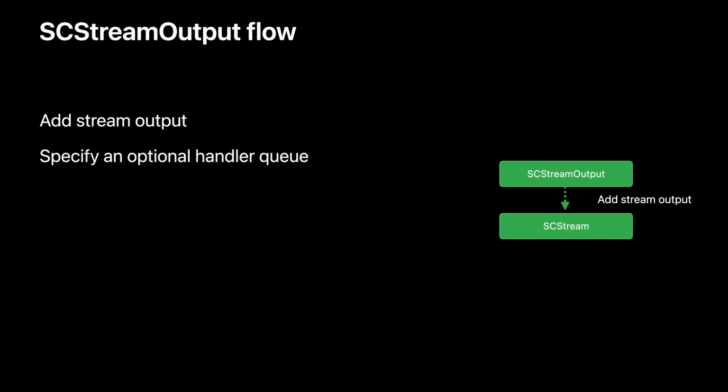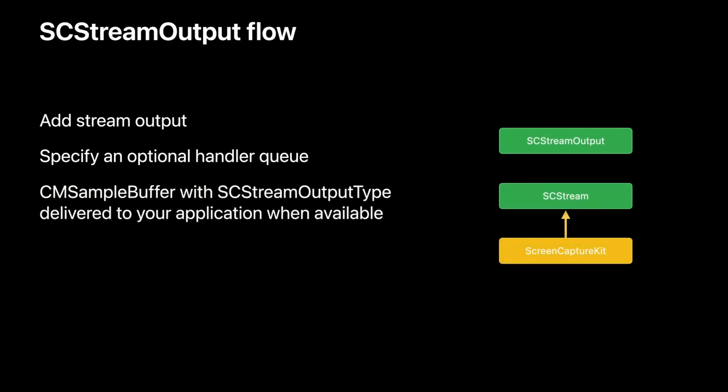In order to get those media samples from your stream, you will need to add an object that implements the SCStreamOutput protocol to your stream. When you add your stream output, you may also specify a handler queue. This may be useful if you want your sample to be delivered in a particular queue without needing an extra dispatch. If you don't specify a queue, a default queue will be used. With a stream started and an output added, ScreenCaptureKit will provide a callback when a new sample is available. Now, I'll show you how to get media samples in code.